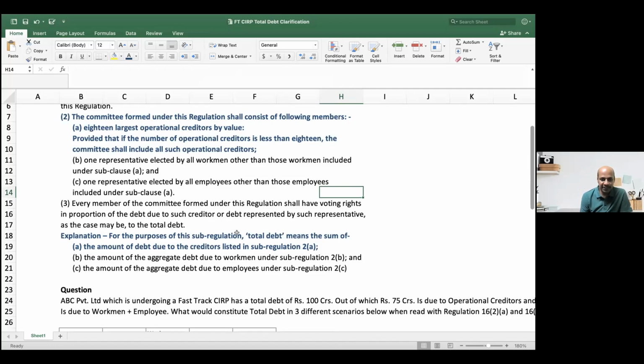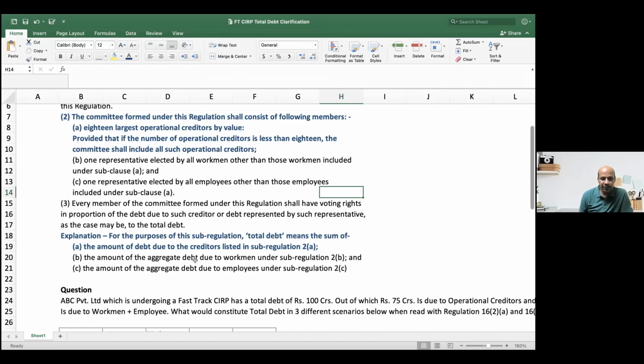Now, how would you calculate the debt? So for that, there's an explanation. For the purpose of this sub-regulation, total debt means a sum of amount of debt due to creditors listed in sub-regulation 2A. So 2A means 18 largest operational creditors by value. B, amount of aggregate debt due to workmen under sub-regulation 2B, straightforward, understood. C is amount of aggregate debt due to employees under sub-regulation 2C. That is also straightforward, understood. Whatever due to the workmen and to the employees will be, which means the total debt will be calculated after you add the debt for operational creditors, workmen and employees.